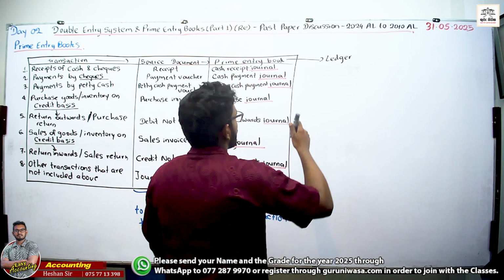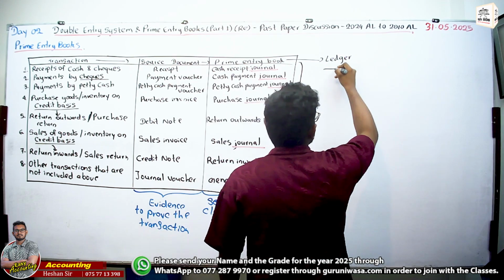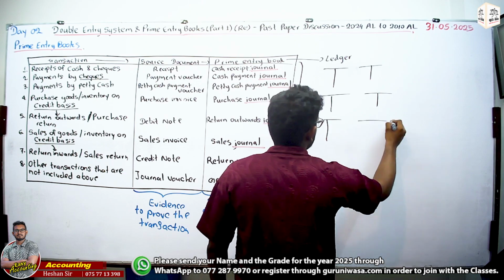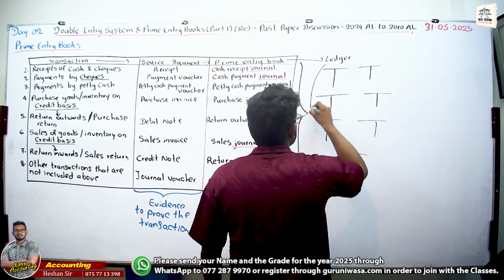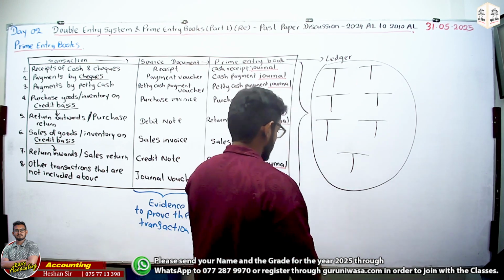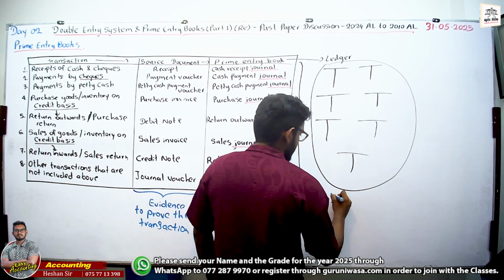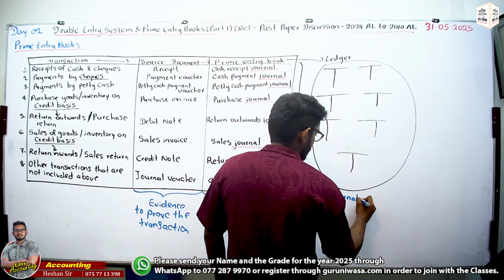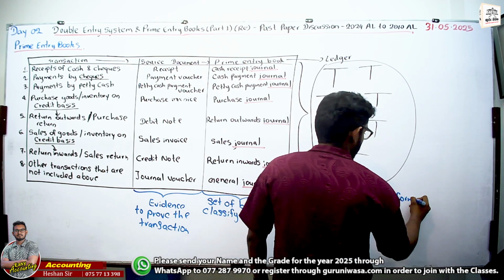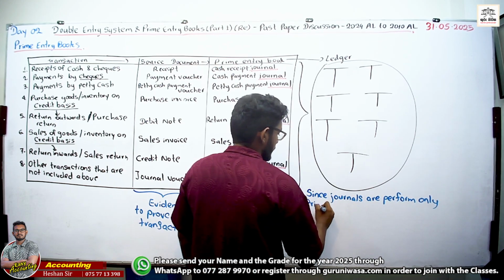Okay. Now, once we record all the transactions in prime entry books, we need to record in the ledger. Ledger is the place where we maintain all ledger accounts. I gave you last week, remember? EAE. Right? You know, since journals are performed only primary book function, it's not performing ledger account function.